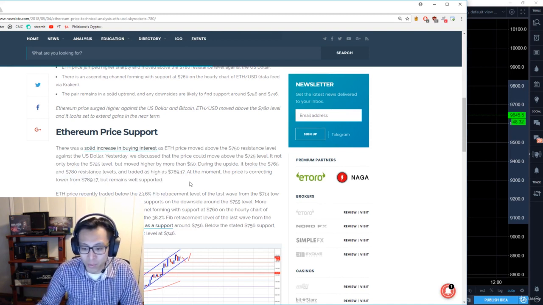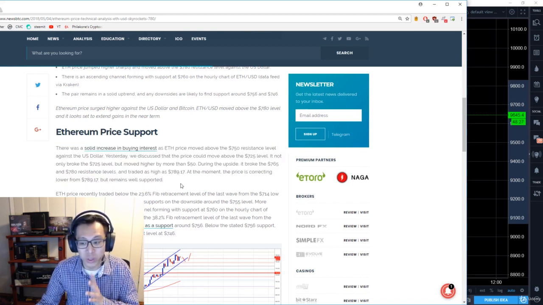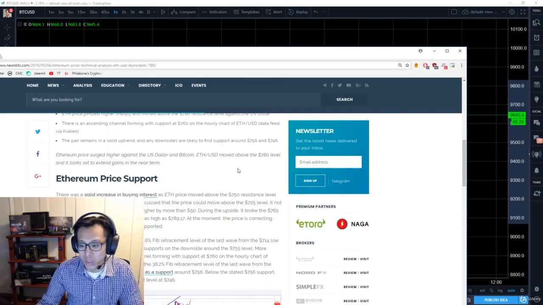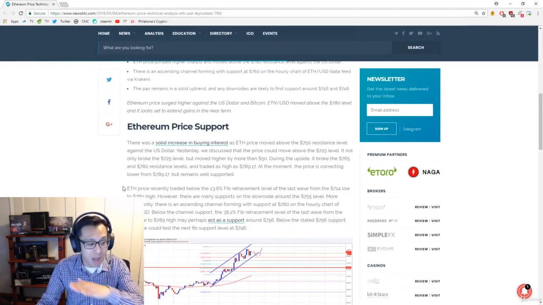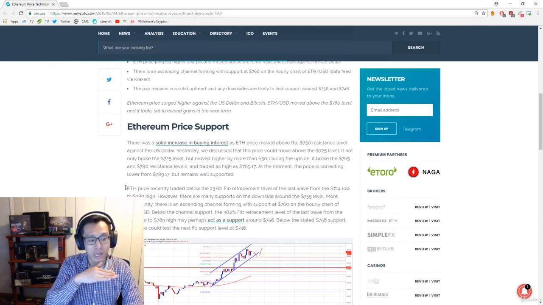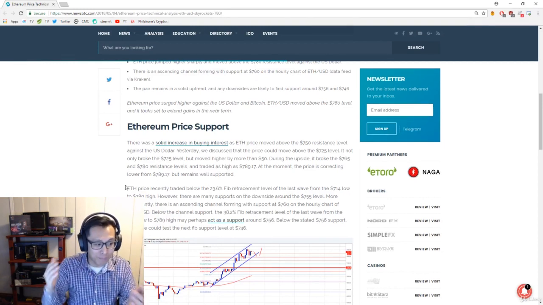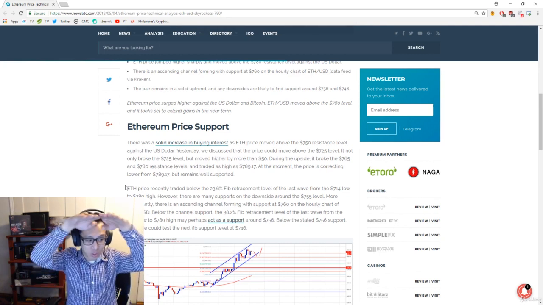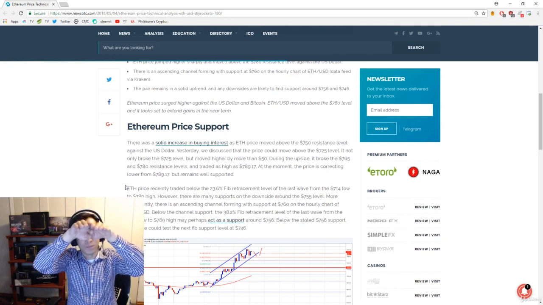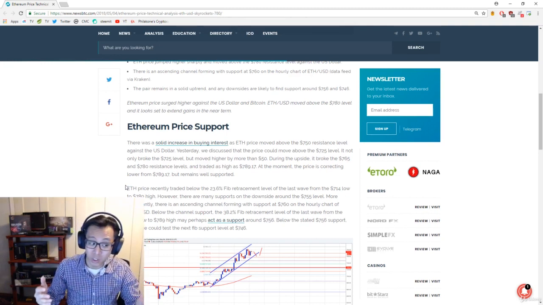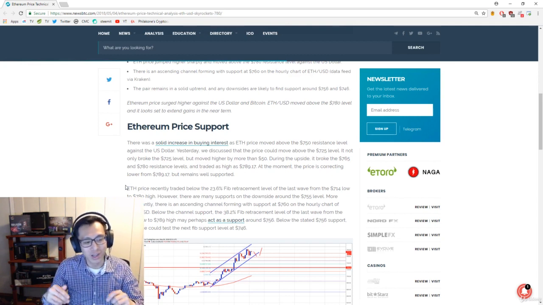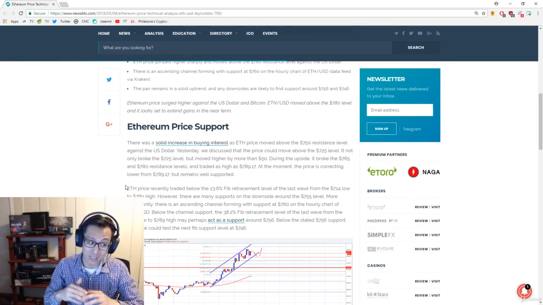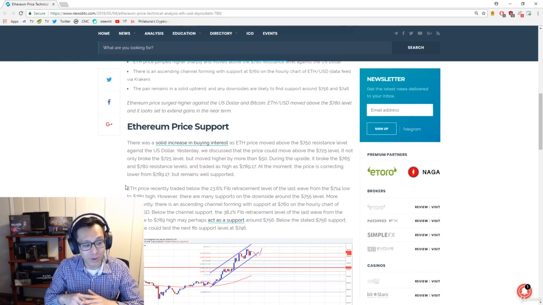At the moment, the price is correcting lower from $789 but remains well supported. So what they're talking about is the price moving downwards, but finding a floor. Think of support as a floor that might hold the price at that place, and think of resistance as an actual ceiling where it's having a lot of trouble breaking through. But eventually, all ceilings do get broken, and all supports could break through as well. But sometimes we find a support or floor that it simply cannot break through because the floor is just too strong.